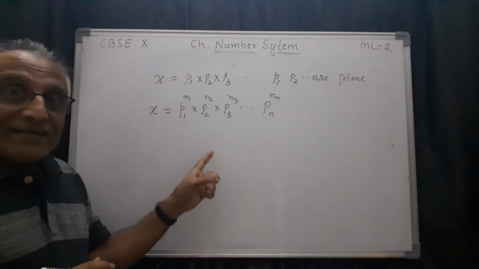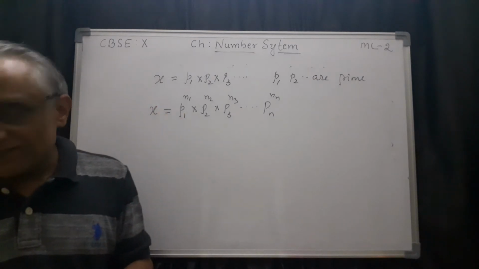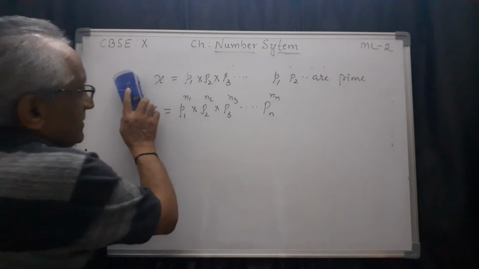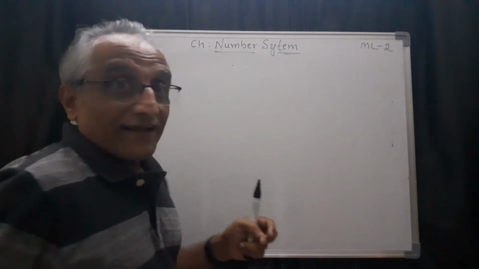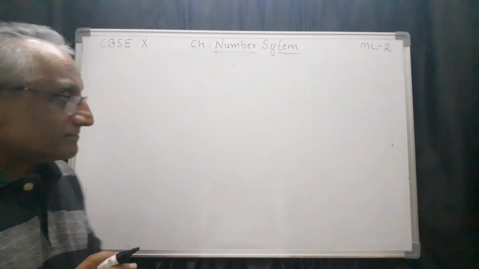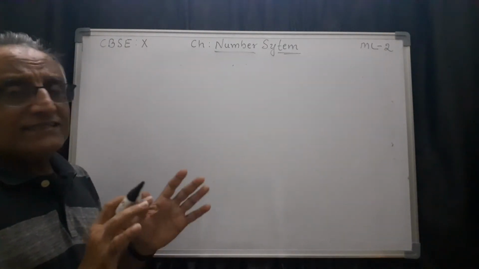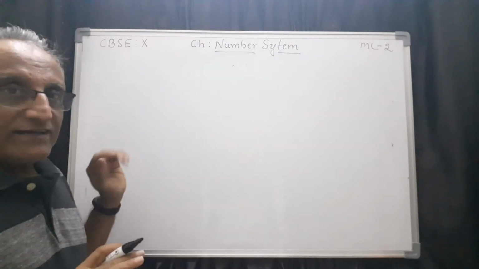Now this also has one very interesting, very important application. See, the fundamental theorem of arithmetic, we can find the HCF and LCM. See, this is another advantage. In the previous one, what we achieved was just finding HCF. Using this, we can find both HCF and LCM.